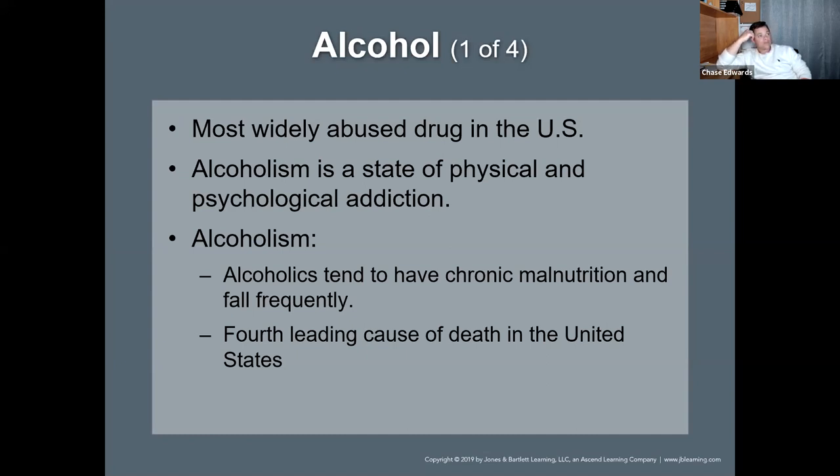All right, so pathophysiology, assessment, and management of specific poisons, such as alcohol here. Most widely abused drug in the United States. Go figure. 15 million people in the United States, which is more than 10% of the population, suffer from alcoholism. Alcoholism is a state of physical and psychological addiction. Fourth leading cause of death in the United States is alcoholism. People with alcoholism tend to have chronic malnutrition and fall frequently, increasing the likelihood of trauma, right?